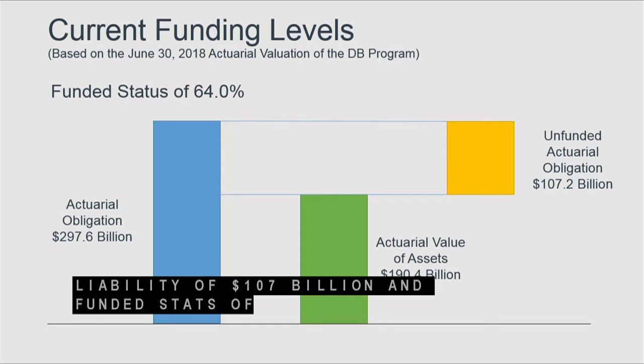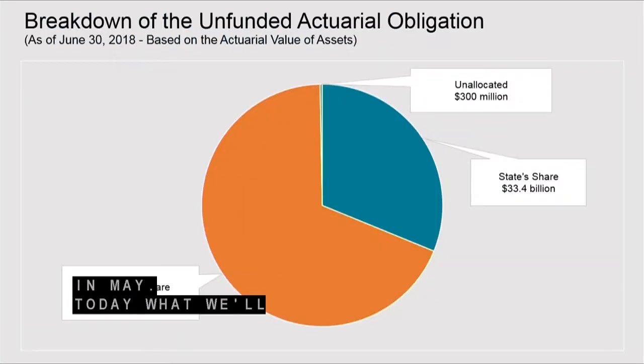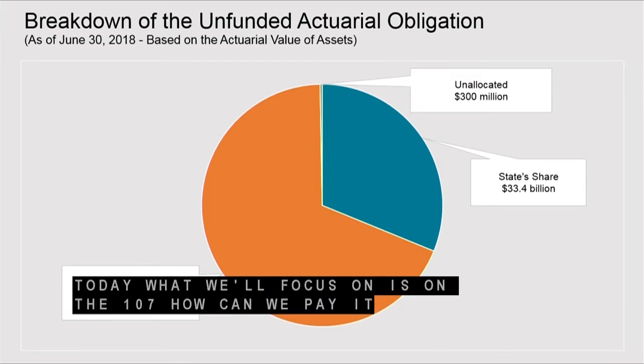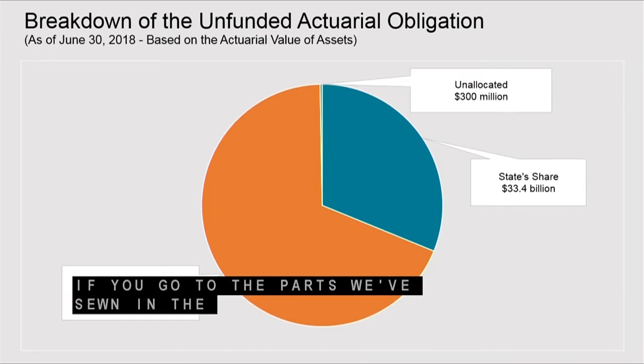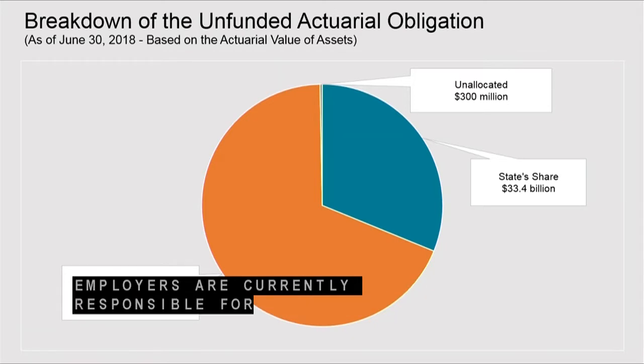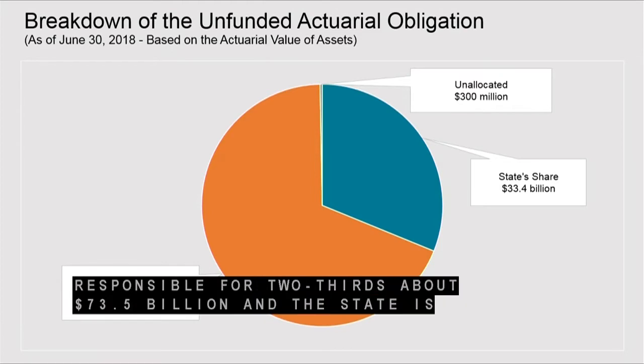So today what we're going to focus a lot on is that 107, and how we can pay it off. If you go again to the parts, we've shown you this in the past, but the employers are currently responsible for about 2/3 of our total unfunded liability, about $73.5 billion. The state is responsible for about $33 billion, and we have a tiny little unallocated portion of about $300 million.